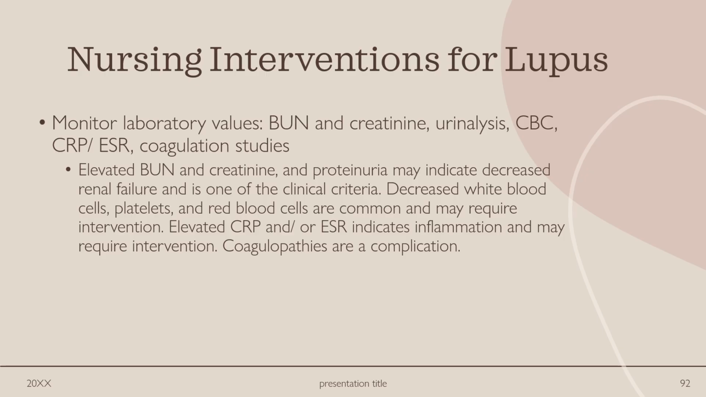Decreased white blood cells, platelets, and red blood cells are common and may require intervention. Elevated CRP and/or ESR will indicate inflammation and may require intervention. Coagulopathies are a complication.